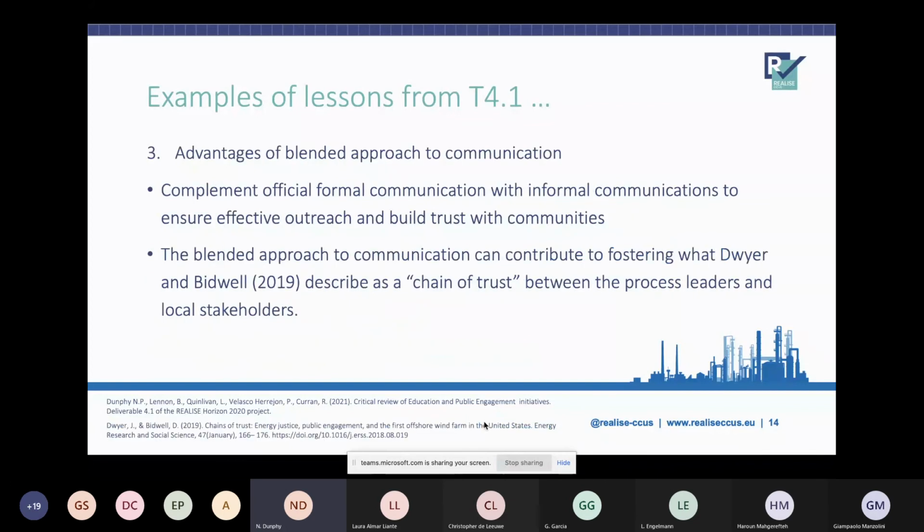There's an advantage to having a blended approach to communication. Official, formal communication is very useful, but having informal channels can also be useful to ensure effective outreach and build trust with communities. And this, I suppose, is what Dwyer and Bidwell describe as building a train of trust between the developers and local stakeholders. They know that they're being listened to.